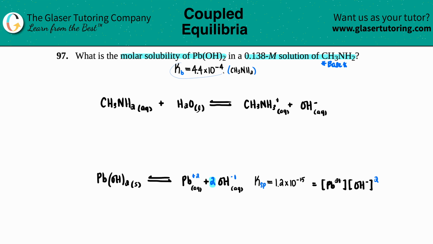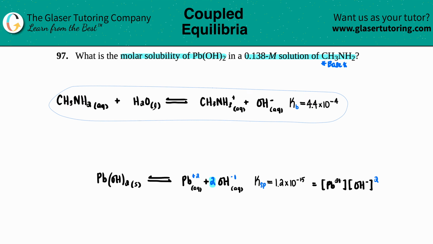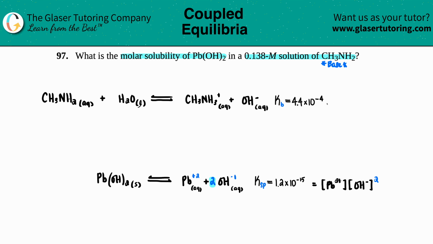So I'm going to bring the Kb over here. And just like we did before, let's quickly write out the actual expression, because chances are we're going to need it. This is equal to the concentrations of products over reactants. All aqueous here, no water allowed. So it'd be CH3NH3 plus times OH minus, divided by CH3NH2.